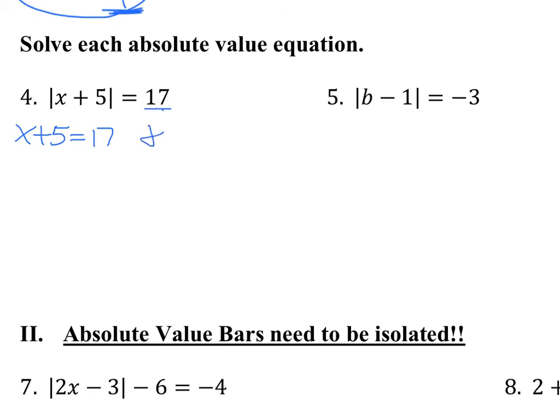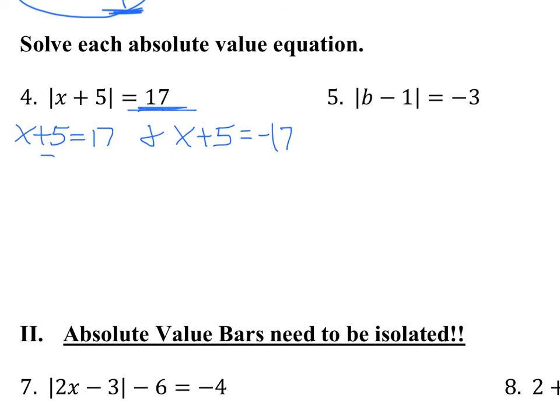Now for the next answer, you leave the x plus 5 the same. Always leave the expression inside the absolute value bars the same. But now I can take this 17 and set it equal to negative 17. Because if I can get the inside equal to negative 17, when you take the absolute value of it, it gives you 17. So you have those 2 equations set up, then you just have easy one-step equations for each.